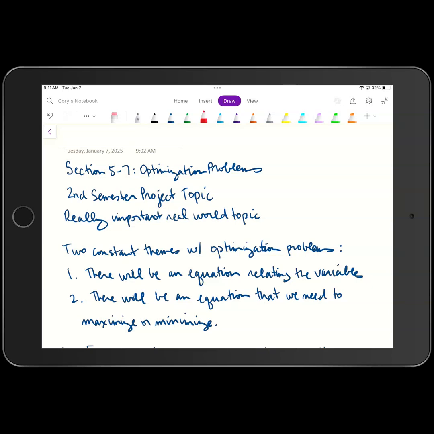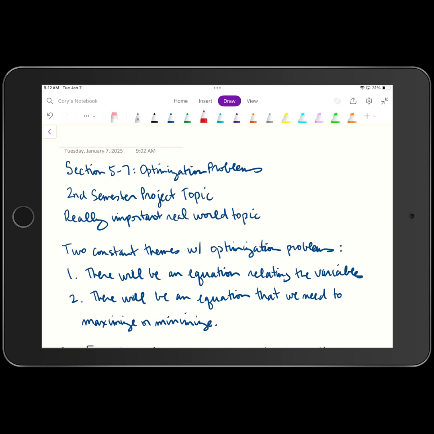Okay, we're going to go ahead and start the next lesson on optimization. Optimization, super important concept in calculus. I think of all the topics that we look at in calculus as far as having real world applications, optimization is probably at the top of the list.